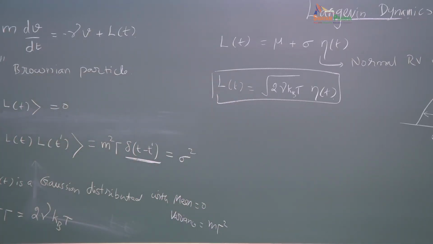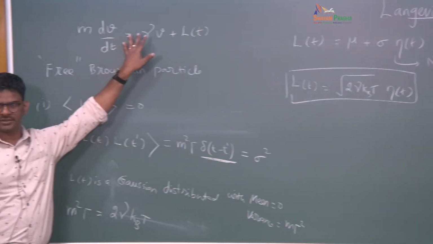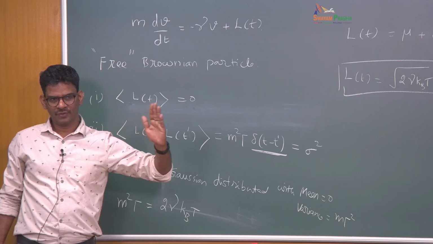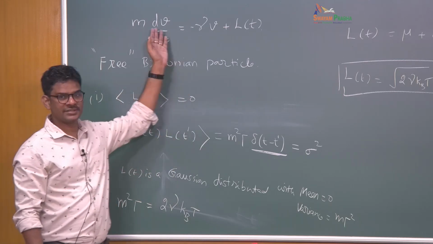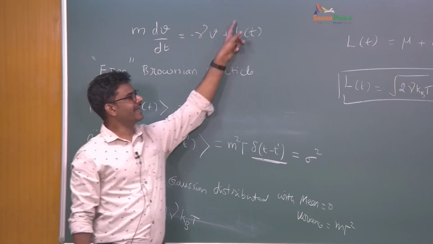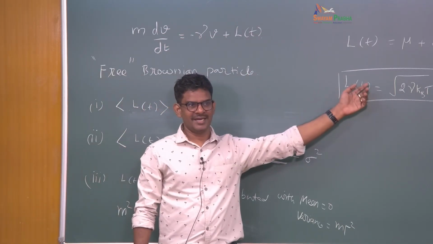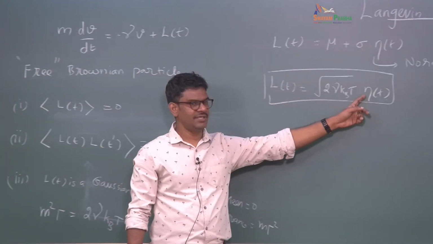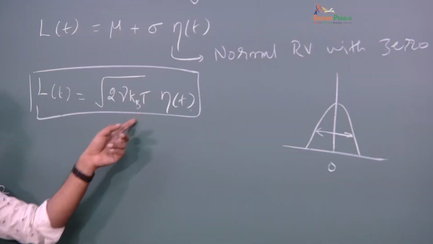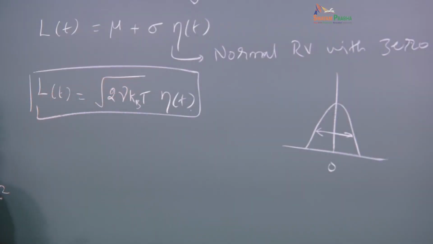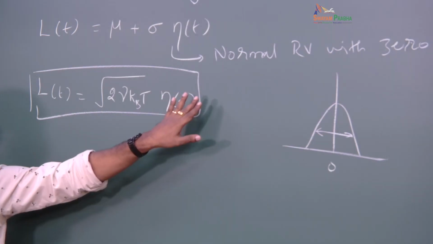So what we are saying is, if you want to numerically simulate this trajectory or this equation, at any time you are going to discretize your time. At each of these times you are going to calculate all these parts, and whenever you want to calculate this L of t, you would generate a random variable which is eta of t, a normal random variate, and then multiply by this prefactor. Then you would have generated an instantaneous force.